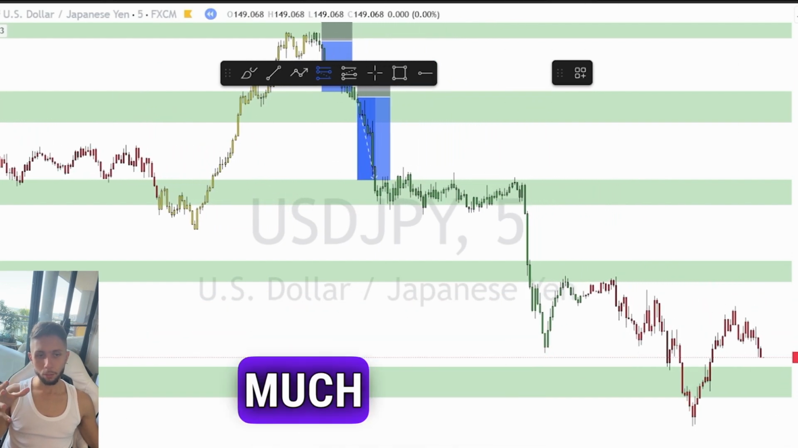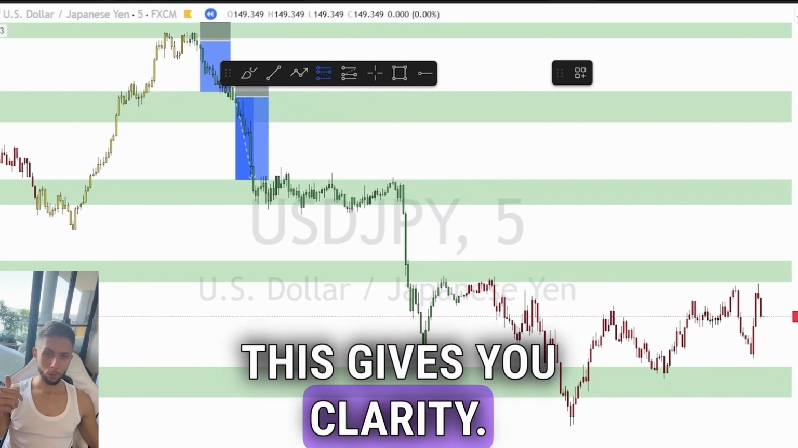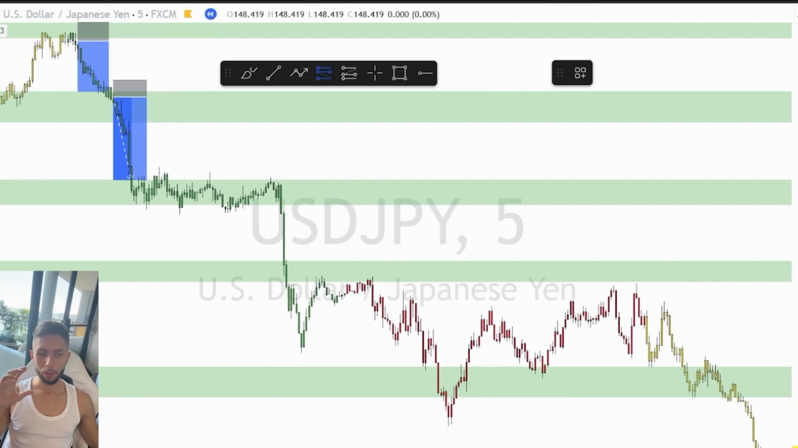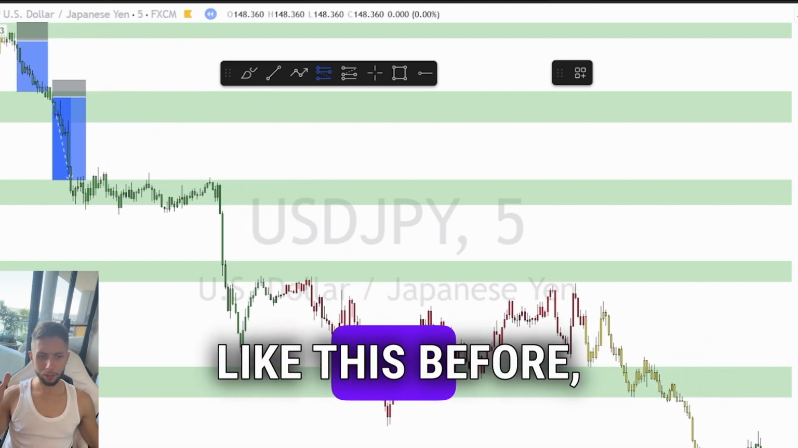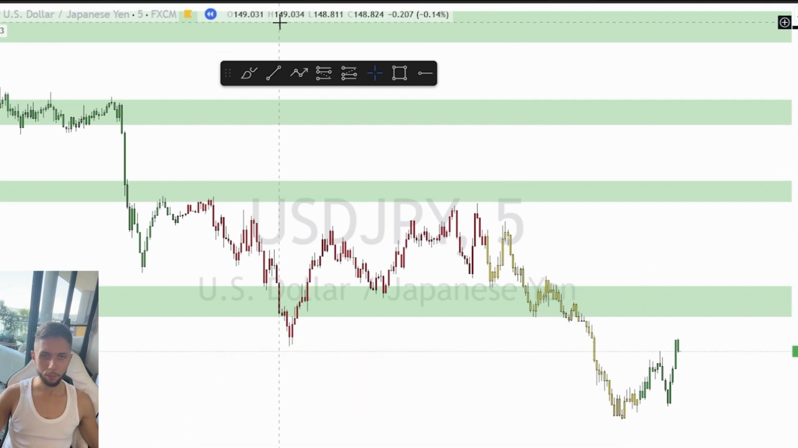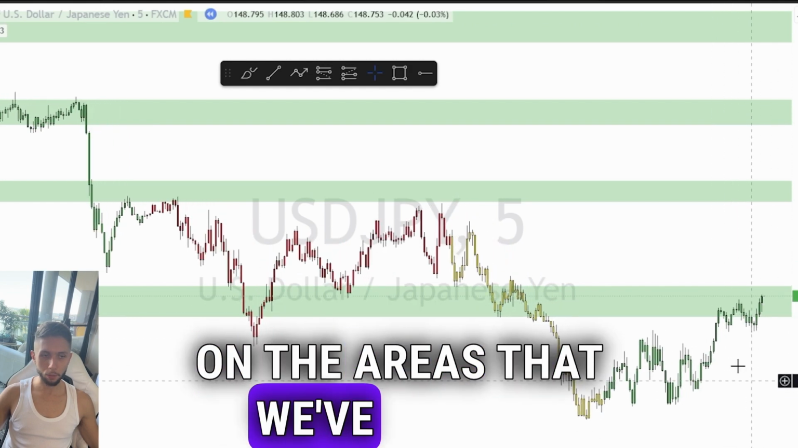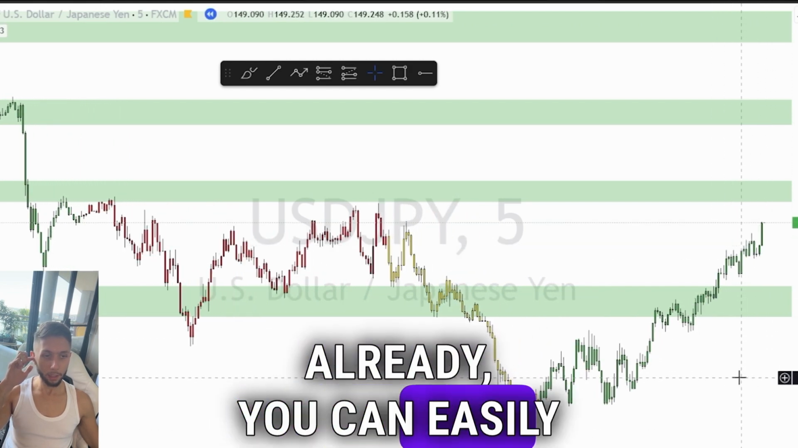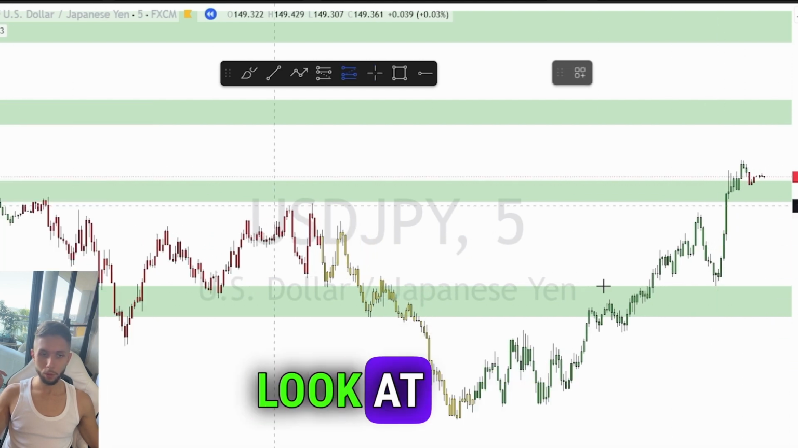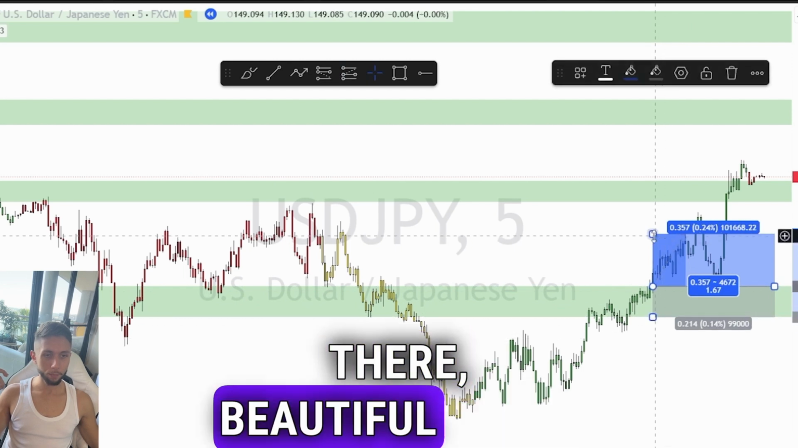Like, imagine having this much clarity. This is just a quick overview of what the strategy is like. This gives you clarity. It gives you exactly where the price is going to go. Now, this strategy, I've never seen anyone trade like this before with this much clarity. Even when you go further down here and you let the things form and they don't form on the areas that we've traced already, you can easily go back there and you can see that, look at this, first and foremost, as soon as you go back to the zone here, pattern right there, beautiful trade right here.